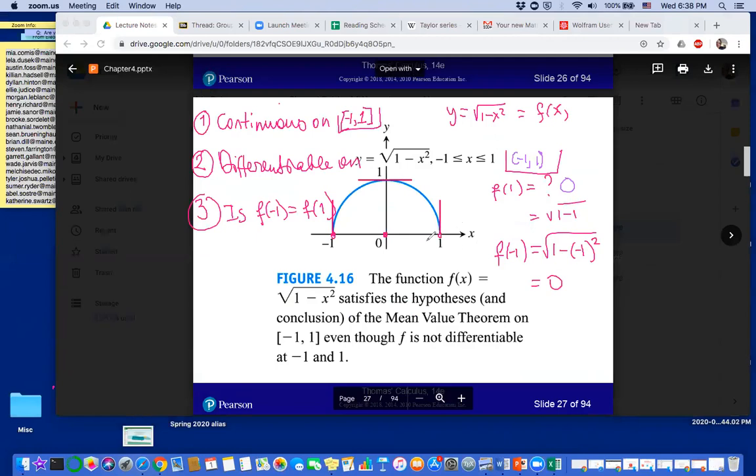So all three conditions of Rolle's theorem are satisfied. And lo and behold, right there in the middle, at x equal to 0, you have a spot where the derivative becomes 0. So the slope of the tangent line is 0, or the tangent line is horizontal. Can somebody tell me what is the problem with f prime of -1?